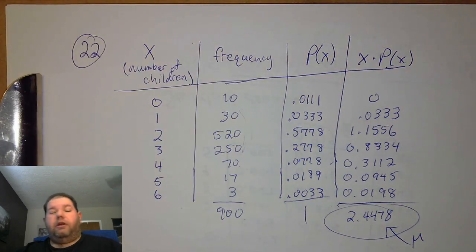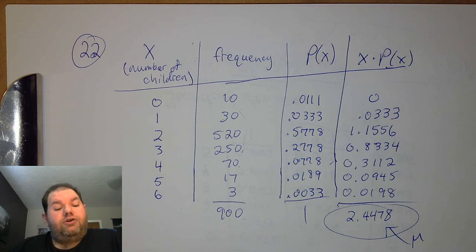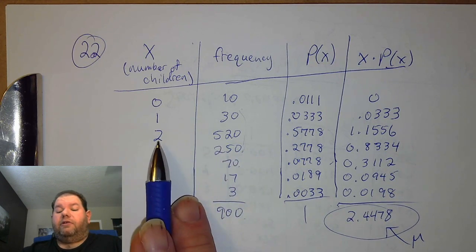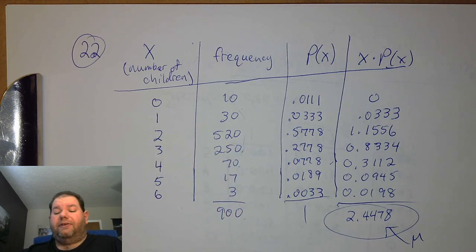Now what that tells us, since the mean is 2.4478, is the average American would prefer to have about 2.5 children. Now, this is averaged out over everyone, so because we can see right here, there's a lot of people that chose 2 and a lot of people that chose 3. So we expect the mean to be pretty close to those, since those are our highest frequency values, and our highest probabilities as a result. But yeah, we have about 2.5 children as being the ideal for an American family.